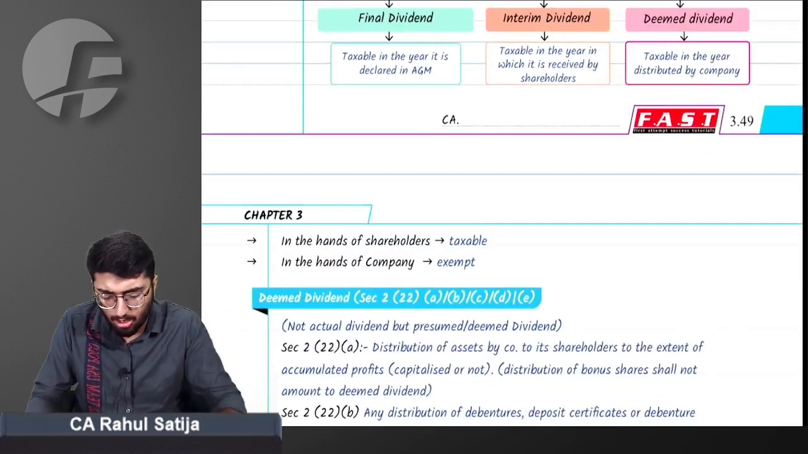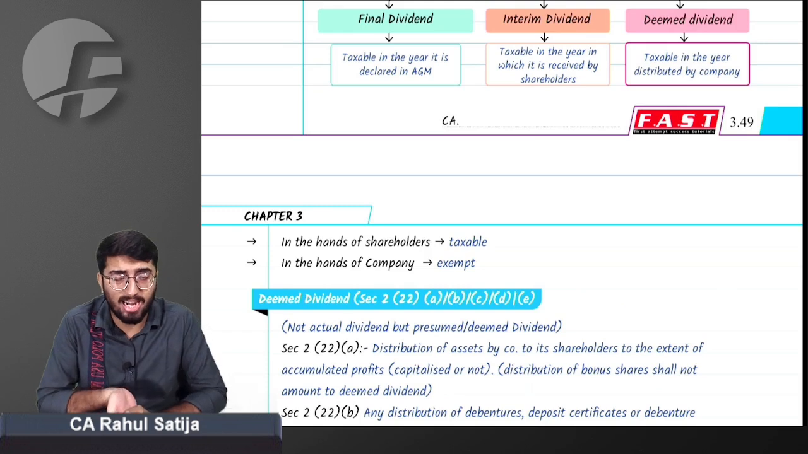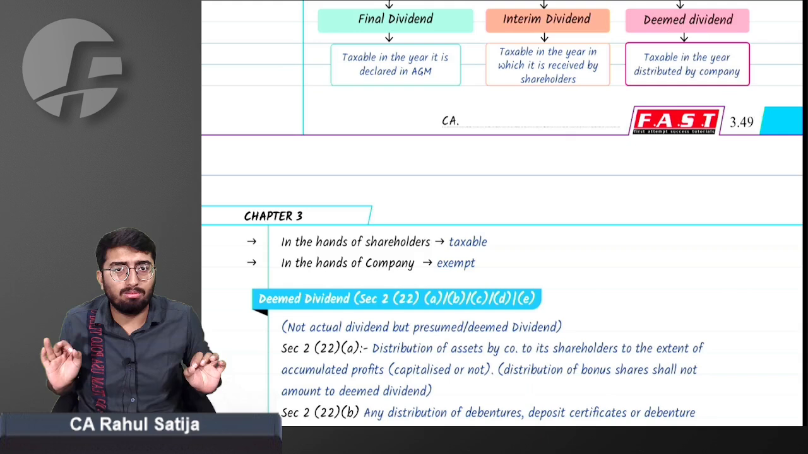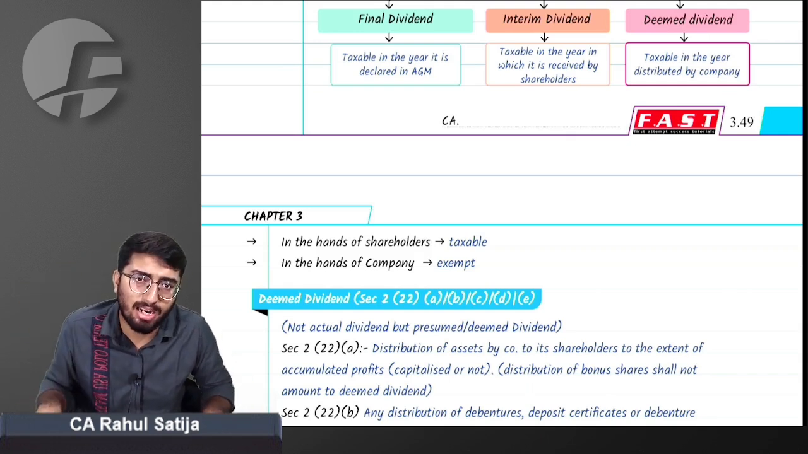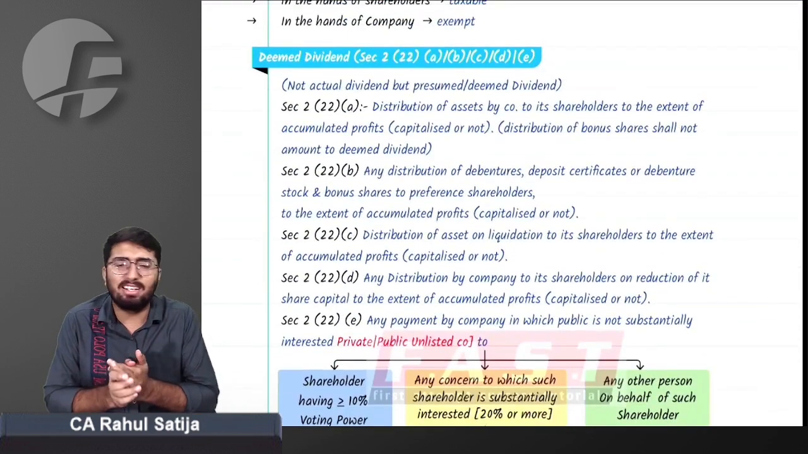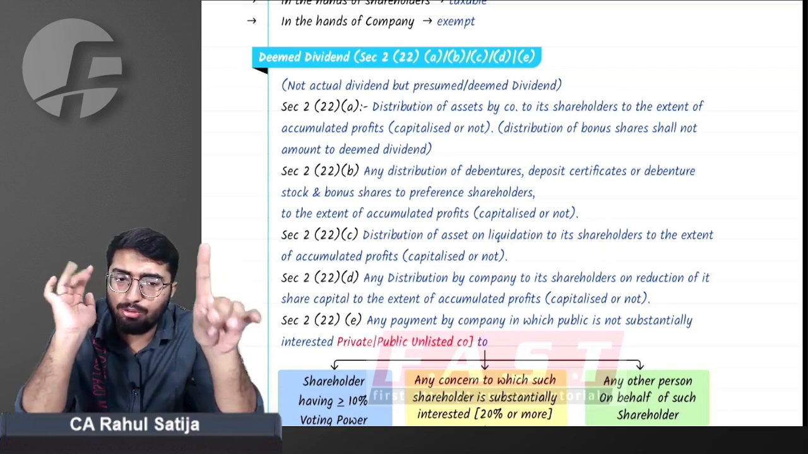Sir, what is deemed dividend? How is it taxable? First of all, you need to understand that dividend is taxable for shareholders and it is exempt for the companies. No tax has to be deducted by the company on dividend. It is exempt in the hands of the company and it will be taxable in the hands of the shareholder. Sir, what is deemed dividend? Please brief it. Sir, what if, see, I have told you one thing.